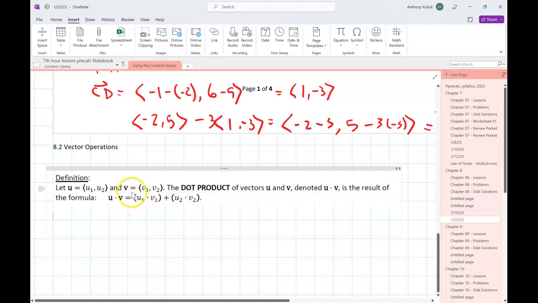What do you notice about the product here? If we're doing the dot product of two vectors, the result is a real number, not a vector. So vector dot product another vector is a real number.